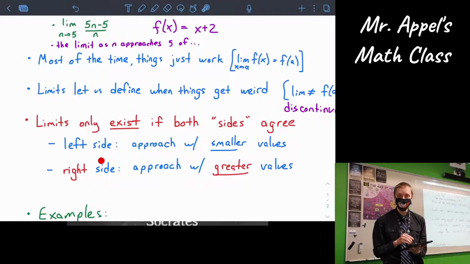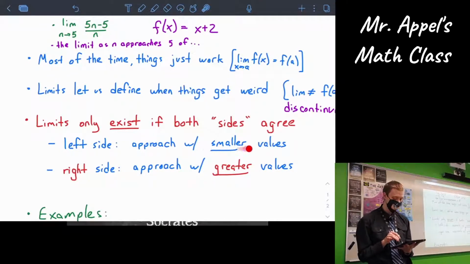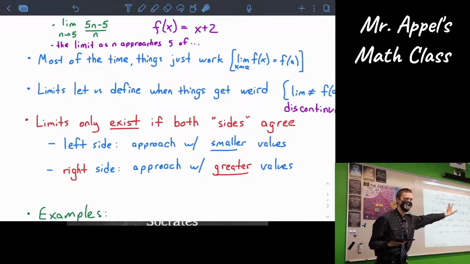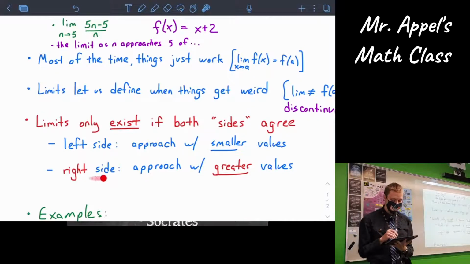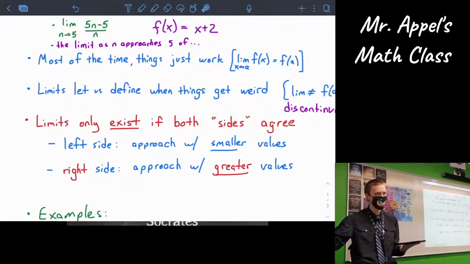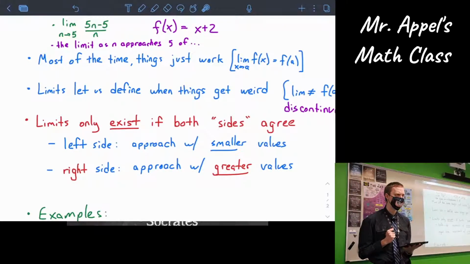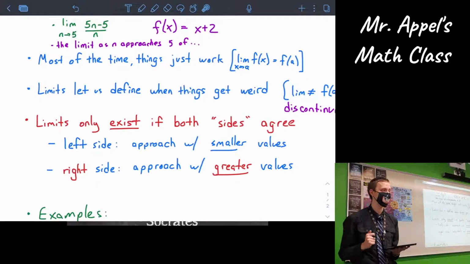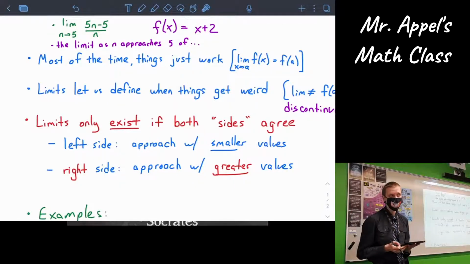So the left side is coming in from the smaller values. Go from negative infinity forward. Okay. The right side approaches with greater values. Go from literally the right side of the graph towards what you're looking for. If both of those match up, then you have found your limit. If they don't match up, then there is no limit. It does not exist.